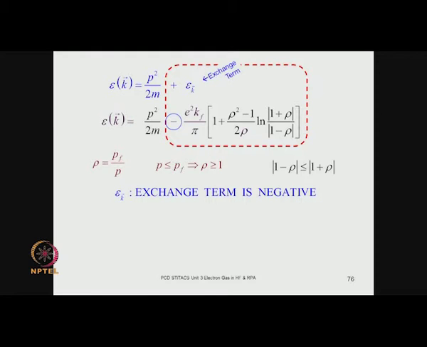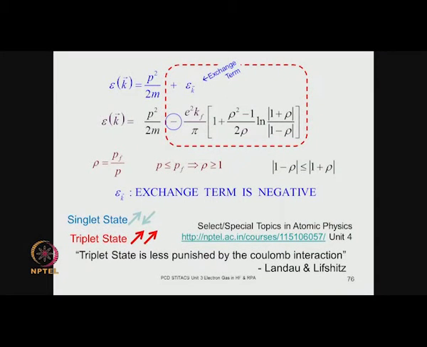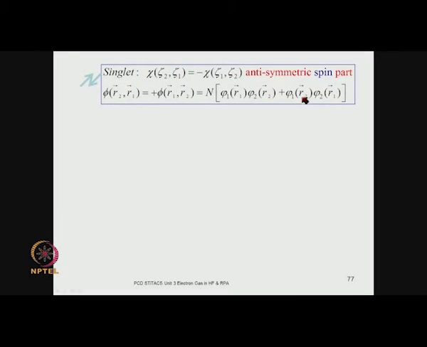Now, this is a result that we have actually met before, because when we did the previous course on atomic physics, we discussed the singlet and the triplet states, and we quoted from Landau and Lifshitz that the triplet state is less punished by the Coulomb interaction, because you have this exchange interaction, and the triplet state for a 2-electron geminal wave function always has a lower energy than the singlet state. So it is the same kind of result, and let me remind you of this result a little bit, because the singlet wave function has an antisymmetric spin part and the orbital part is symmetric.